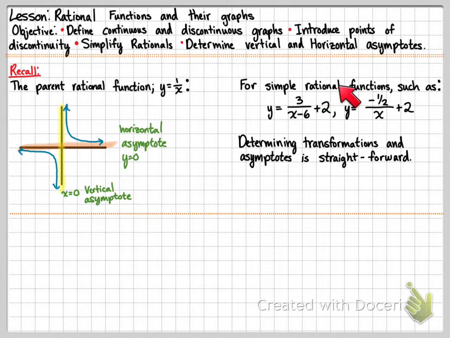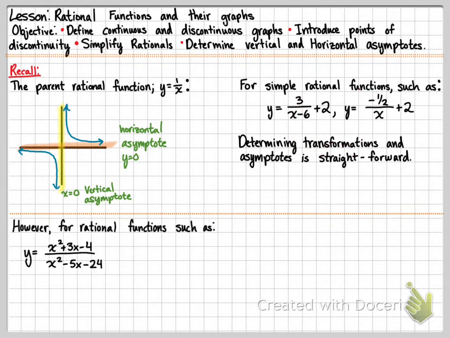For simple rational functions, such as these two, determining transformations and asymptotes is straightforward, right? The number on the bottom tells us to shift left or right. The number to the right tells us we have an upshift or a downshift. The number on top is our a, and if it's negative, we have an x-axis reflection. So we can easily pull them from these.